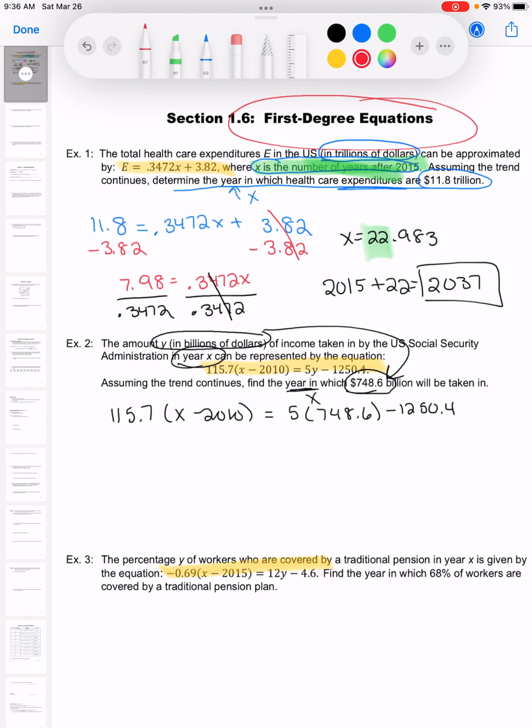And then I'm going to reduce this down. On the left-hand side, I've got to distribute. So I'm going to get 115.7x. I've got to distribute 115 times negative 2010. And then on the right-hand side of the equation, there aren't any variables, so I'm just going to type the whole thing in my calculator, the way that I see it. Now, just like above, I'm going to solve for x, using my algebra rules that I'm bringing in from high school.